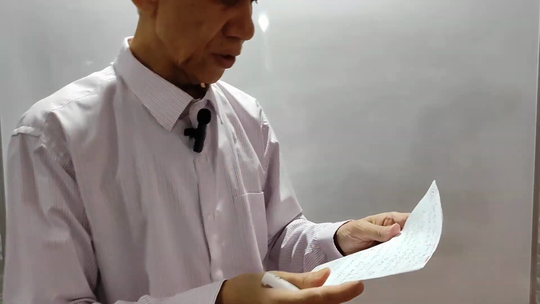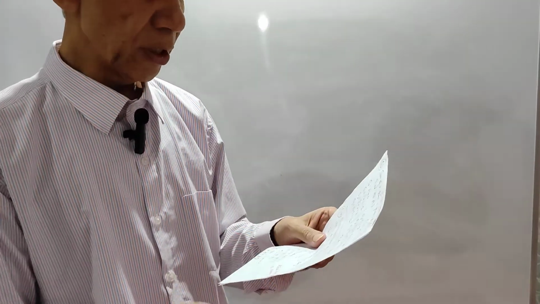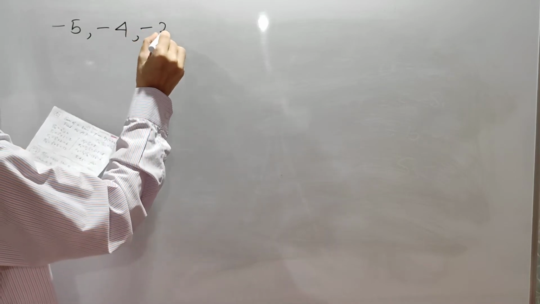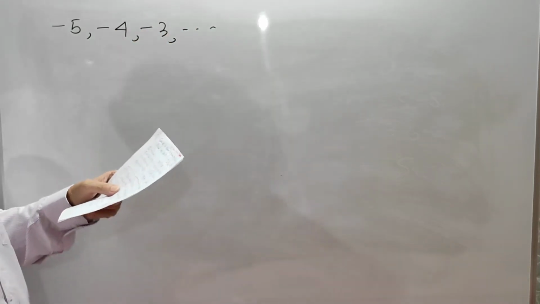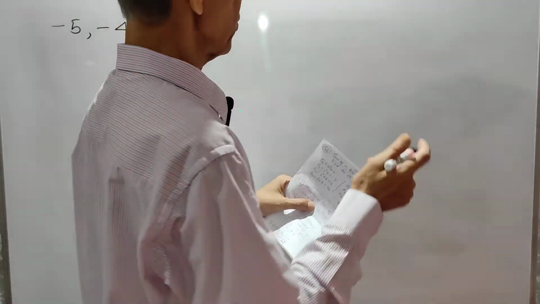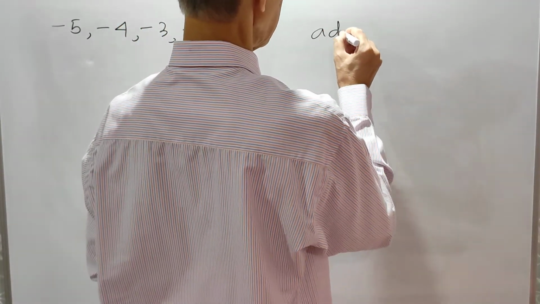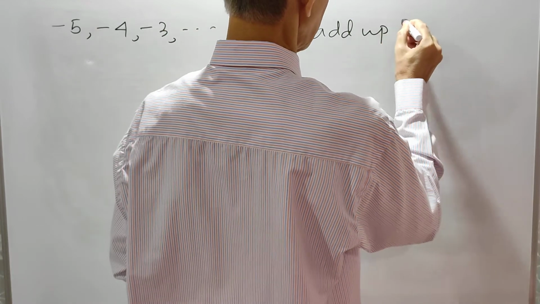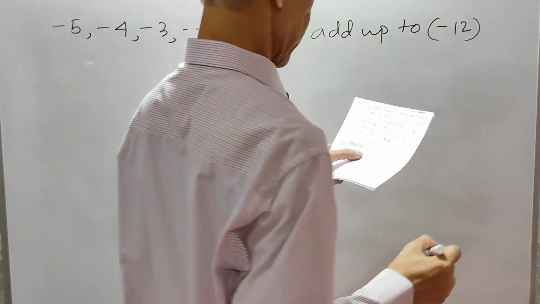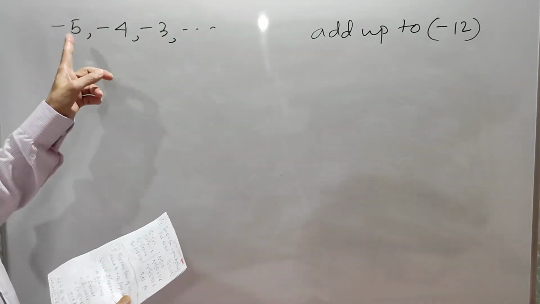All right, next question is this. How many terms of this AP are given: minus 5, minus 4, minus 3? This is the AP. How many terms of this AP add up to minus 12? How many terms of this AP?